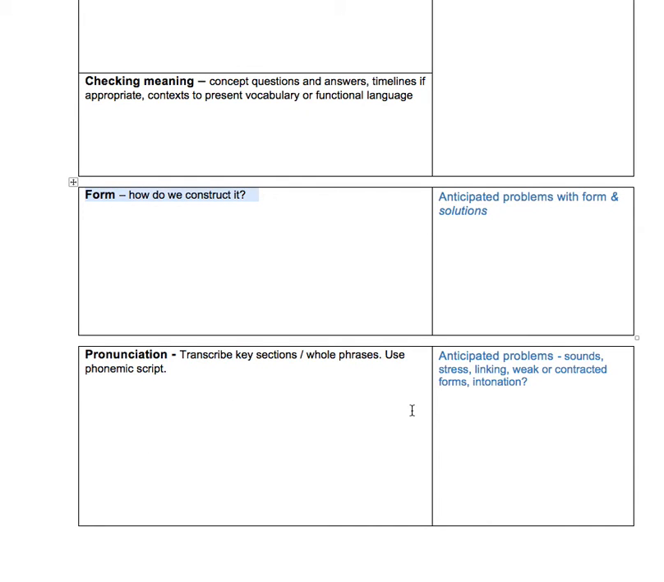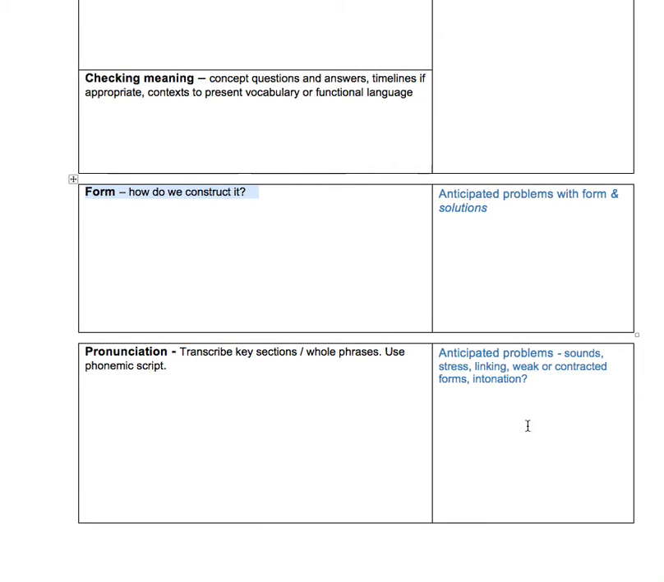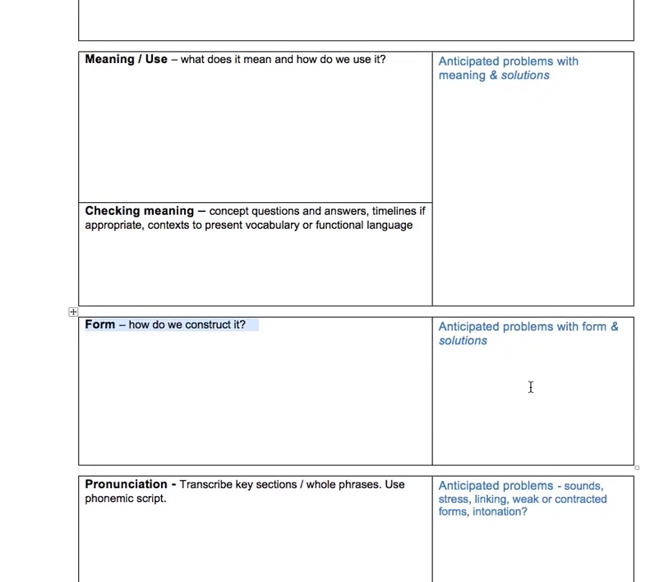Here, you'd put the anticipated problems. What sounds might they have? Are there problems with word stress, linking, weak contraction forms, intonation? Okay, you'd mention 1 or 2 of these here. And also, I didn't put it here, but it would be what you would do to resolve this problem. So it could be giving them models, drilling, asking them to write it in phonemic script, or any number of those things. So there we have it.